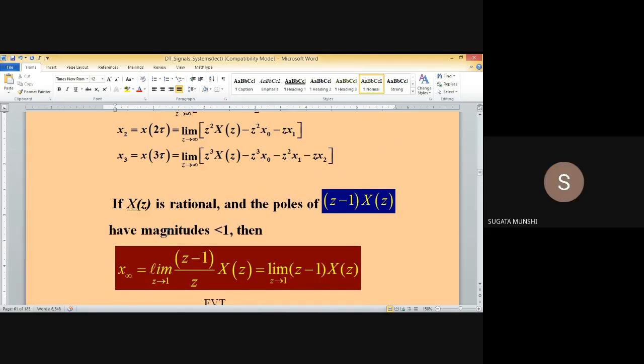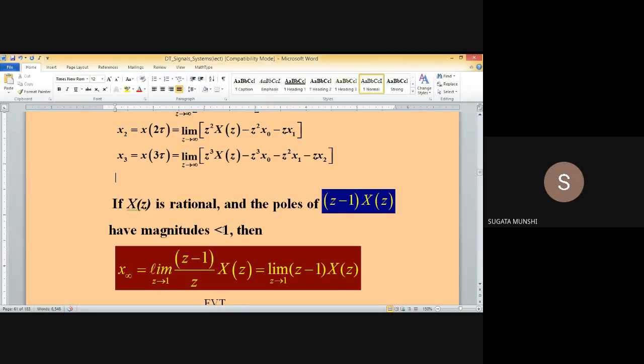If x(z) is rational, rational means it is the ratio of polynomials in z, and the poles of (z minus 1) x(z) have magnitudes less than 1. This particular case will be clear to you as we proceed further.